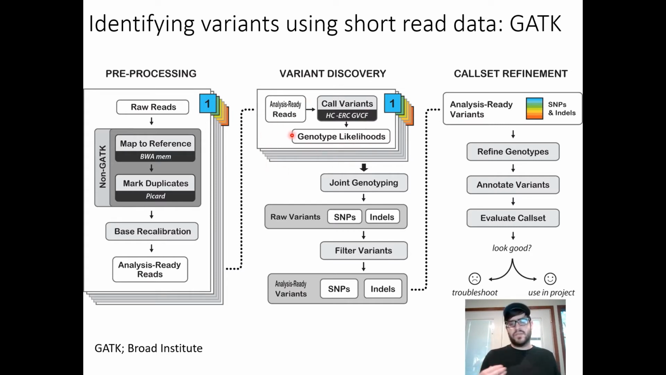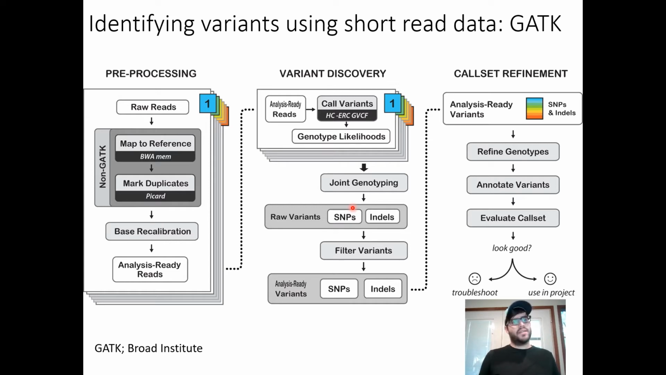So these could be individual accessions, or individuals in a mapping population, like different siblings. We would merge those together and then do joint genotyping, where we would compare the putative variants that were identified in each individual.